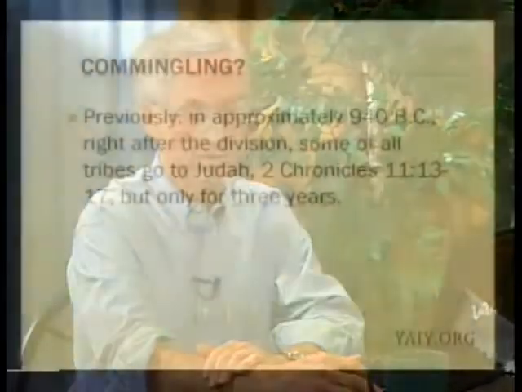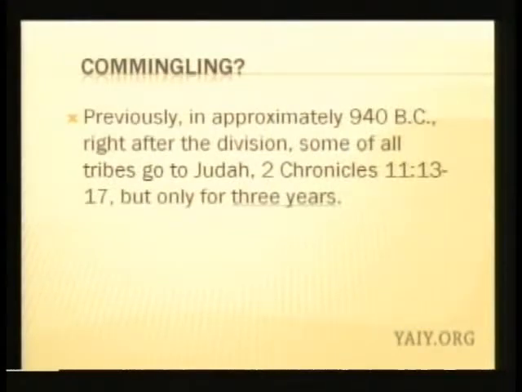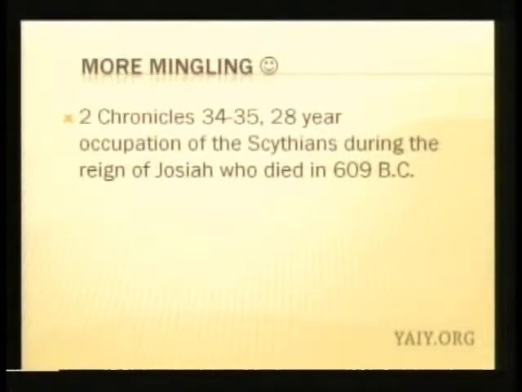Extremely important. Commingling? Well, previously in approximately 940 BC, right after the division, some of all the tribes did indeed go down to Judah, as recorded there in 2 Chronicles. But from the contents we gather, they were only there 3 years. Rehoboam was so bad, they said, we've had enough of this character, we're out of here. There was more mingling, we'll see later in another section in 2 Chronicles 34 and 35, but that only lasted for 28 years as the Scythians, who were then Israelites, invaded the land for a while.